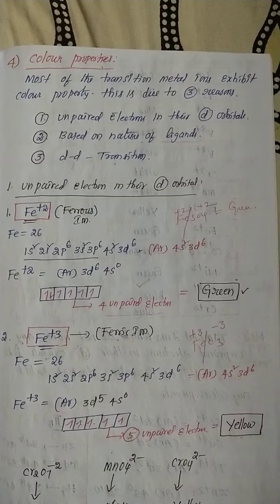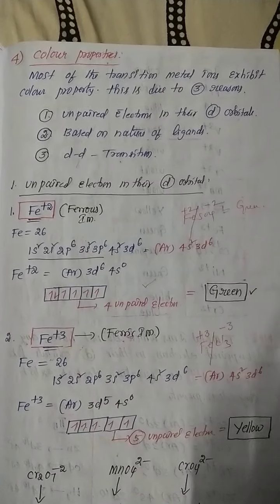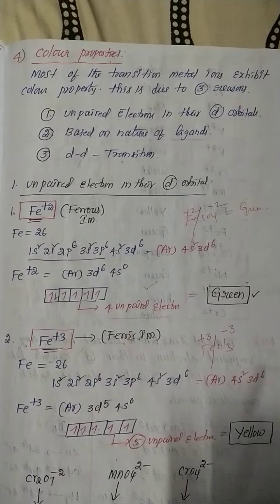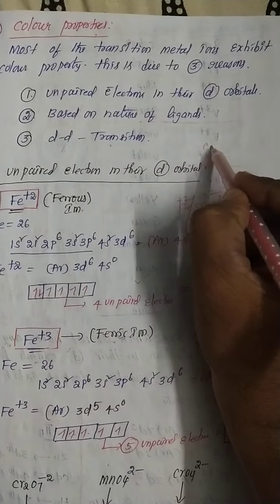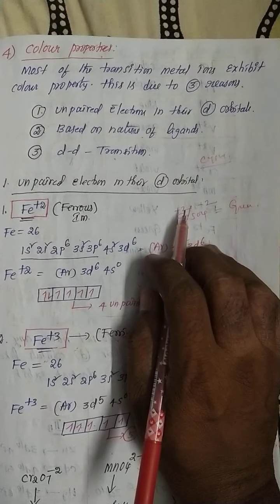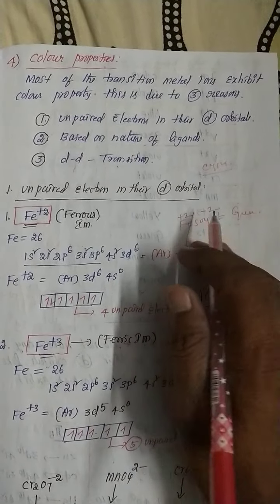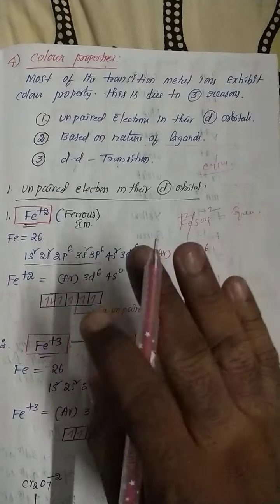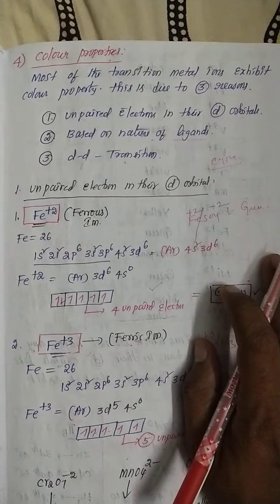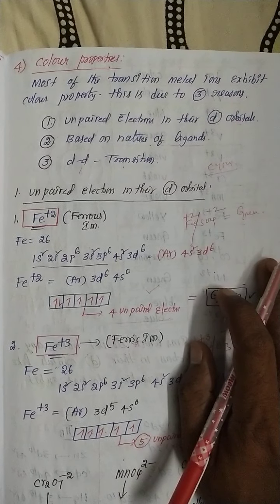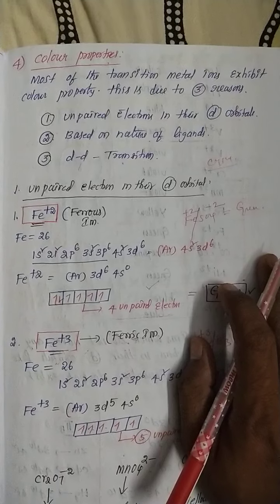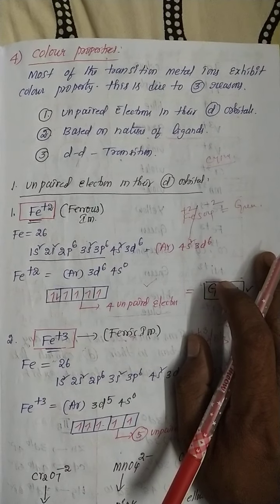This is due to three reasons. In the chemistry laboratory, different kinds of salts are there. For example, copper sulfate is a blue color compound, and K2Cr2O7 is an orange color compound. So different types of compounds are colorful. What is the reason why especially transitional metal ions exhibit color? The information we will discuss in this class.